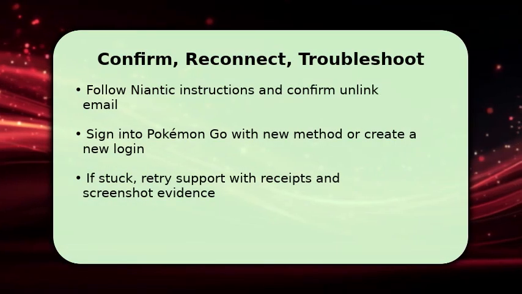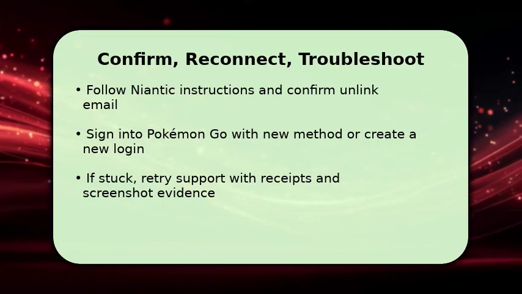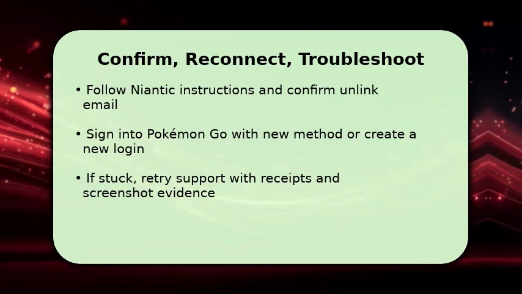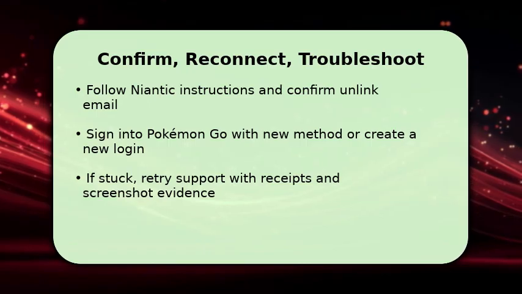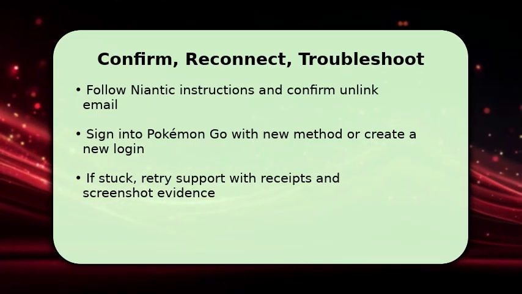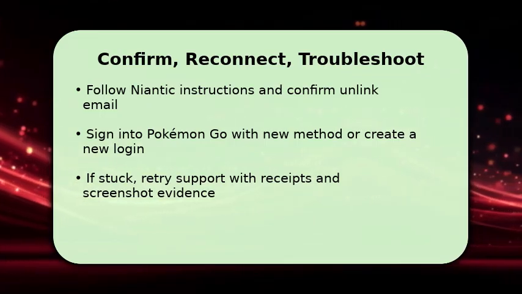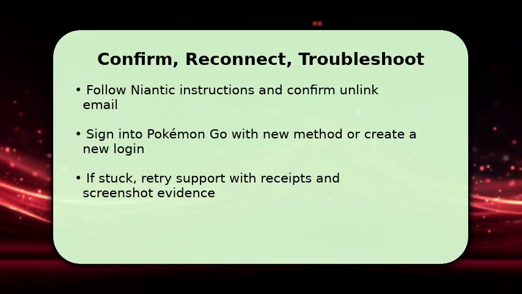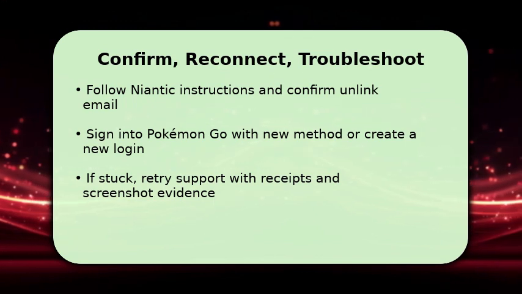Once Niantic confirms the unlink, you'll sign back into Pokémon GO using a different provider or create a dedicated Pokémon Trainer Club login. Follow their email link, then test login on your device. Make sure your Pokémon items and friends list remain intact. That's why verification mattered. If something goes wrong, no confirmation, lost progress, or login failures, reopen support, attach purchase receipts, screenshots of account details, and device logs. Persistence and clear evidence usually resolve remaining issues.